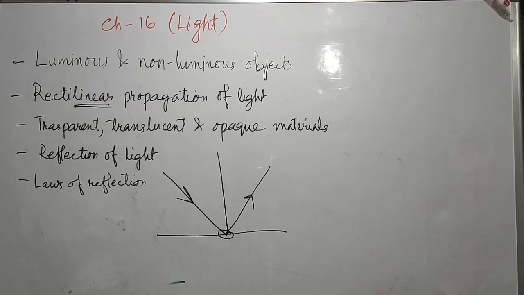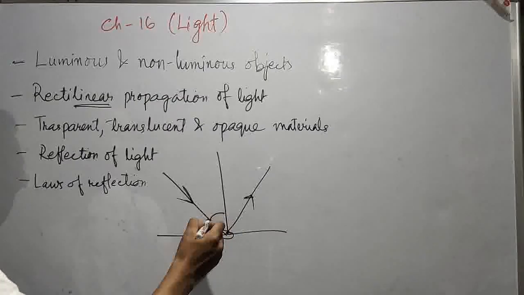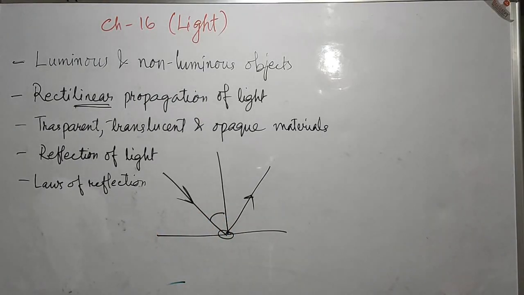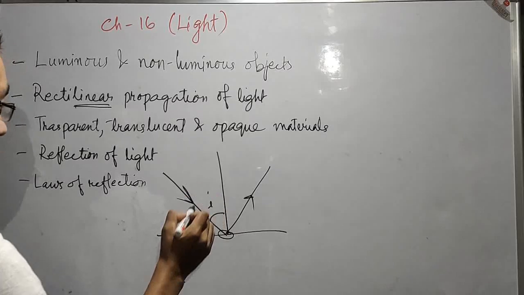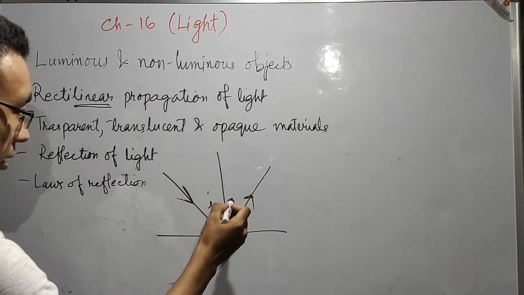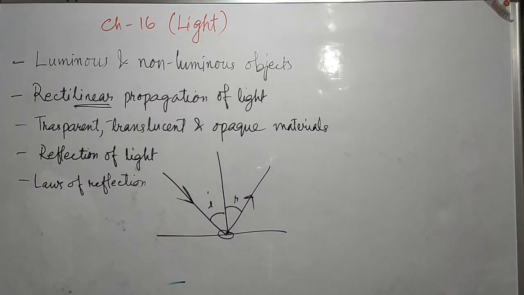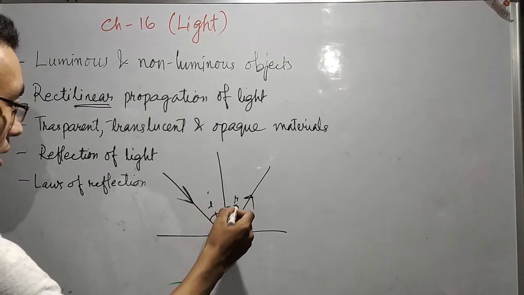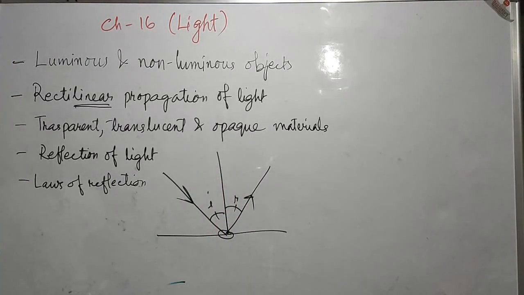Then the second law of reflection says that the angle of incidence is equal to the angle of reflection. The angle of incidence means the angle between the normal and the incident ray. The angle between the normal and the reflected ray is called the angle of reflection. So the second law says that these two angles are always the same.